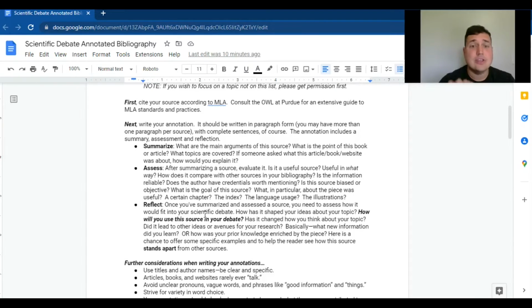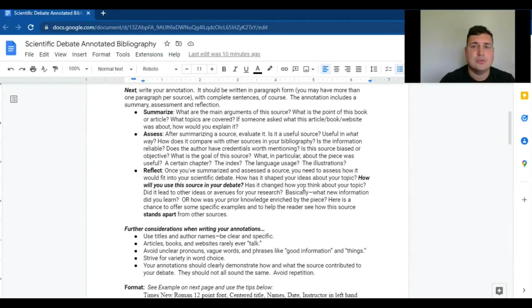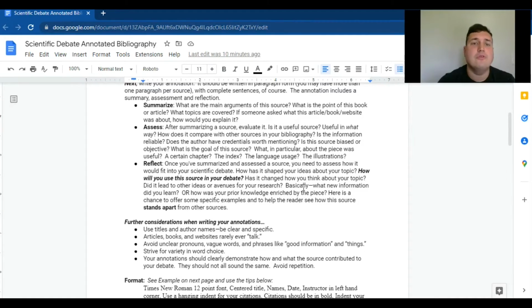Next, assess. After summarizing a source, evaluate it. Is it a useful source? Useful in what way? How does it compare with other sources in your bibliography? Is the information reliable? Does the author have credentials worth mentioning? Looking here if the author is reliable and if they have credentials worth it. Are they just making it up? Are they a random person, or are they a credible source?